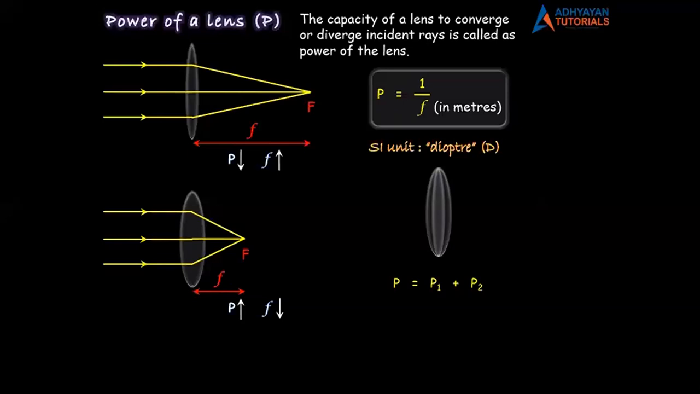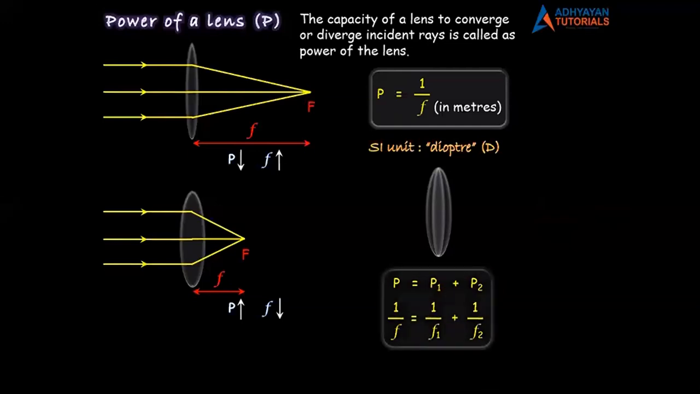Now, we know the formula of P is 1 upon F. So the formula of P1 will be 1 upon F1 and the formula of P2 will be 1 upon F2. So if the formula of P is P1 plus P2, then 1 upon F becomes 1 upon F1 plus 1 upon F2. Note down formula number 5. And the last formula of this lesson. 1 upon F is equal to 1 upon F1 plus 1 upon F2.